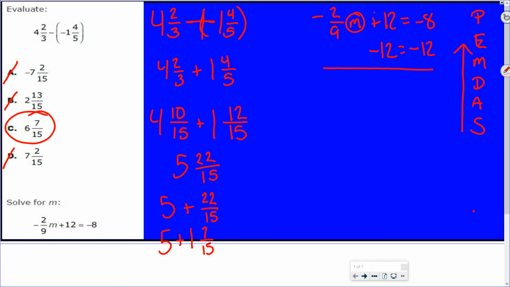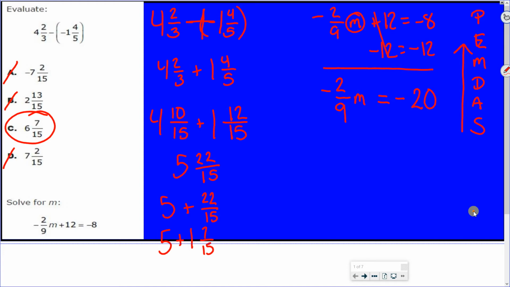So plus 12 minus 12 is going to give me 0. So I'm left with a negative 2/9 times m equals, what's a negative 8 minus 12? Well, now listen to it. It's a negative 8 and a negative 12. You've got 2 negative numbers. So you can just add the positives of those numbers and then slap the negative sign at the end. So 8 plus 12 is 20. Put the negative sign. Now I've got a negative 2/9 m equals a negative 20.